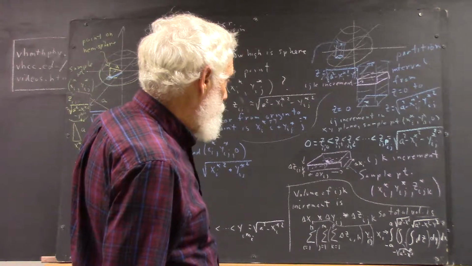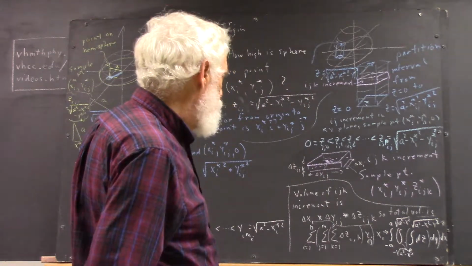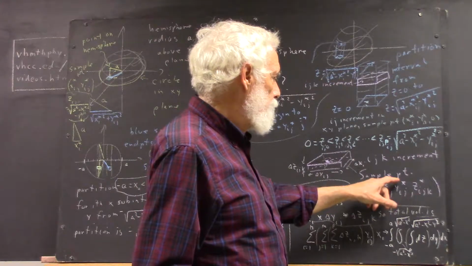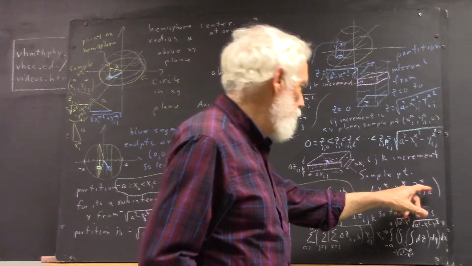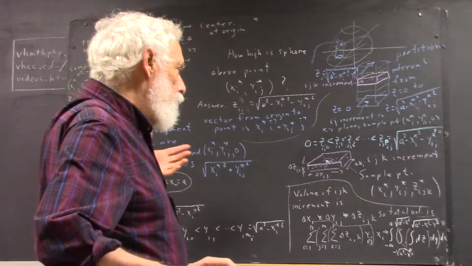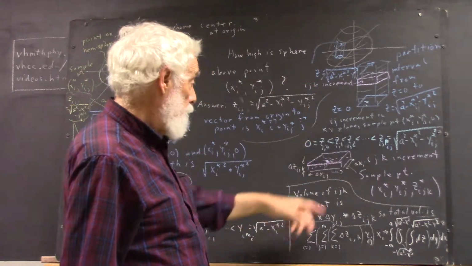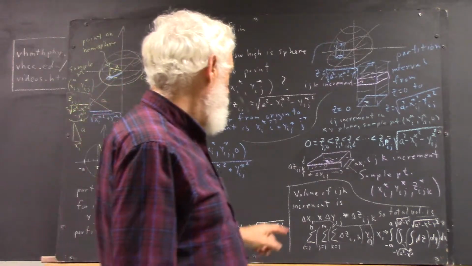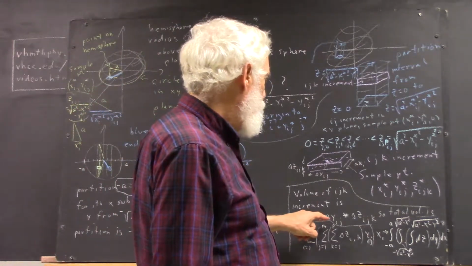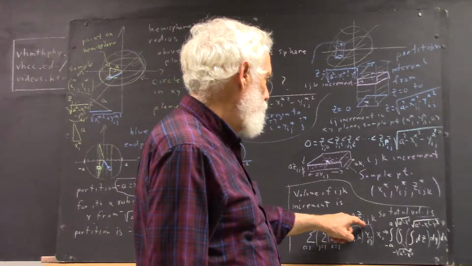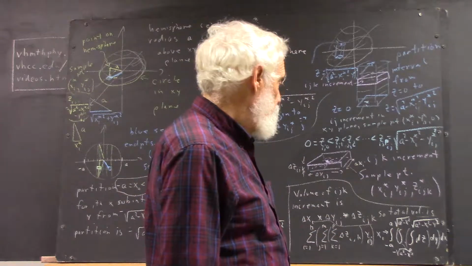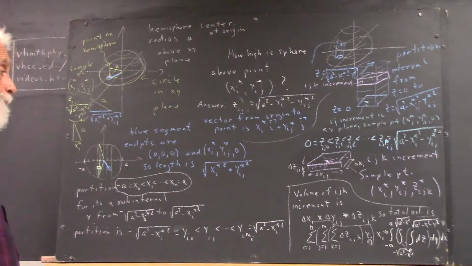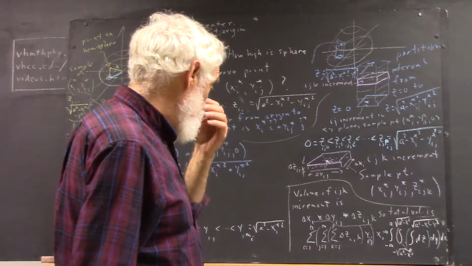Okay? So that's the ijk increment with sample point xi star, yj star, zijk star. And it has volume, what? Well, it's a rectangular solid, length times width times altitude. So it has volume delta x i times delta y ij times delta z ijk. So the total volume within this sphere is the sum of all these volumes.